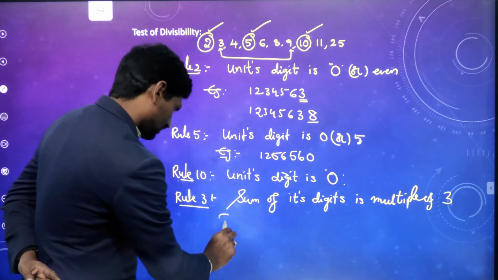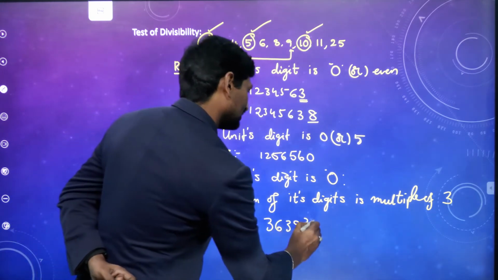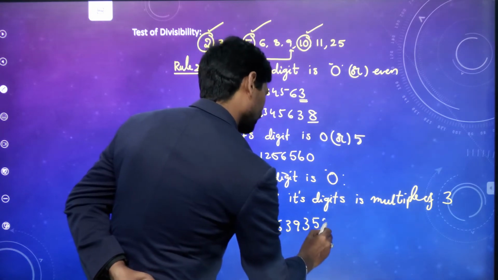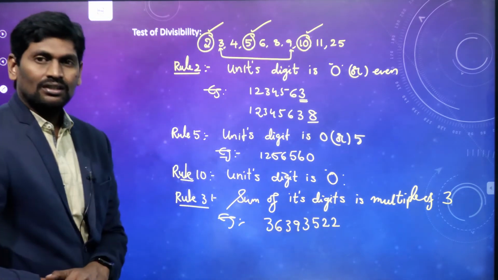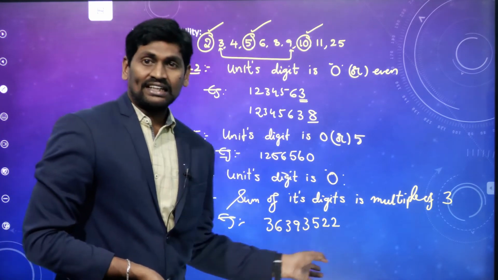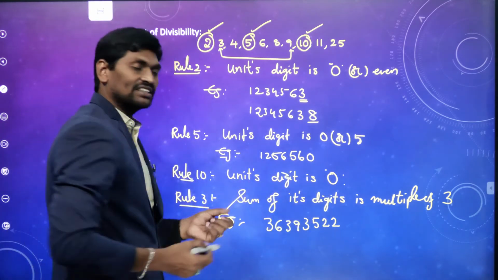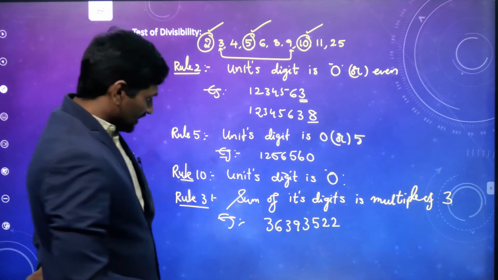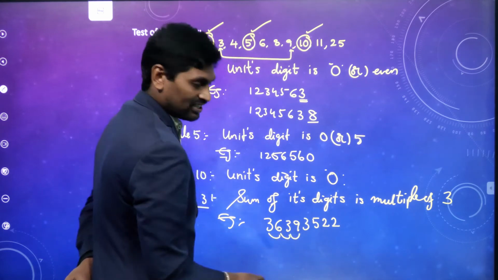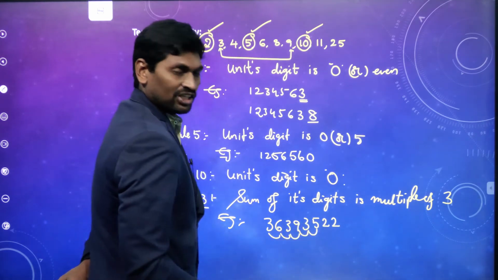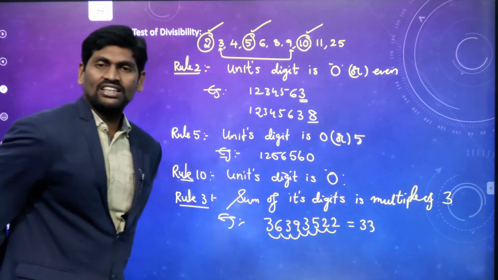For example, 3, 6, 3, 9, 3, 5, 2, 2. This is a very lengthy number, right? Before going to direct division, let us check whether this number will be divisible by 3 or not. How to check? By adding its digits. Sum of digits means adding its digits. 3 plus 6 is 9, 9 plus 3 is 12, 12 plus 9 is 21, 24, 29, 29 plus 2 is 31, 31 plus 2 is 33. The sum of the digits is 33.